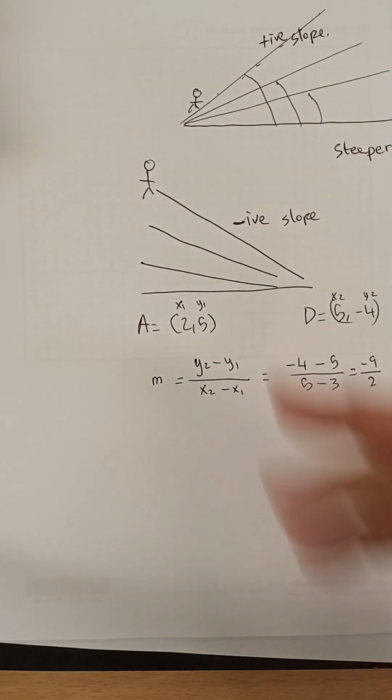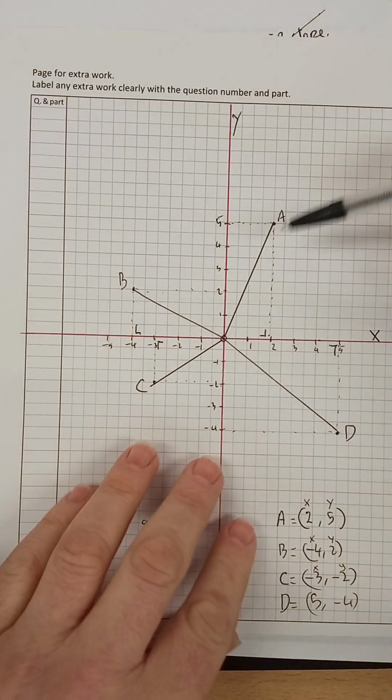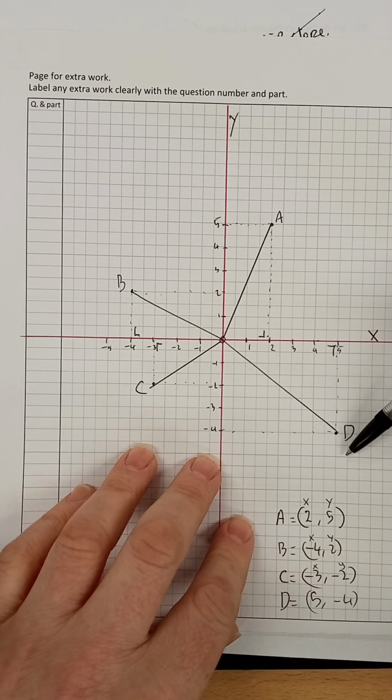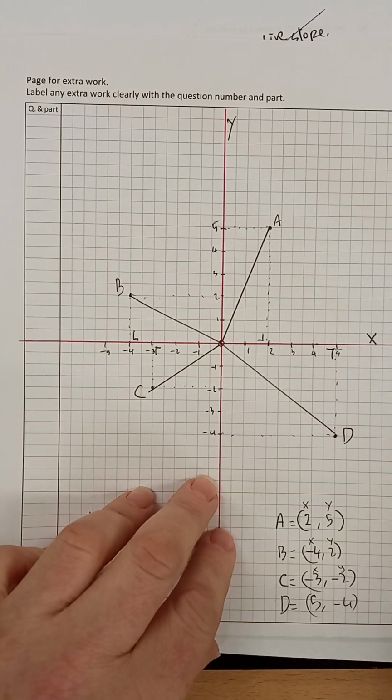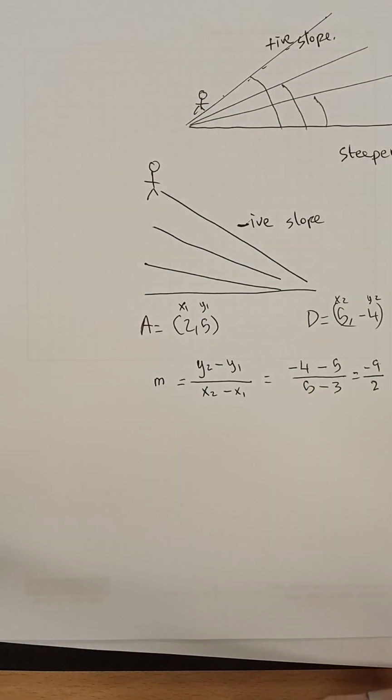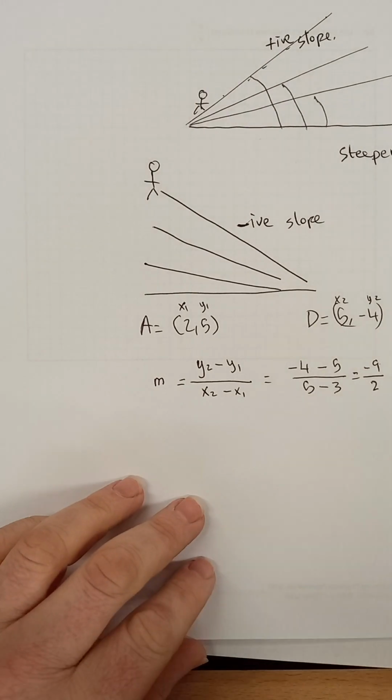And if you go back and look at our original one, you can see that if I draw a line from there down to there, I'm going down the way. In other words, I'm falling. That means it's a negative slope. So that's how you get the slope. Now, you need the slope to do the next bit.